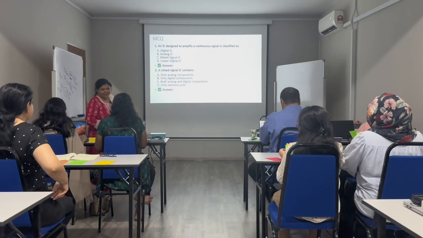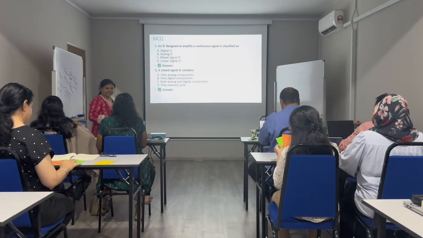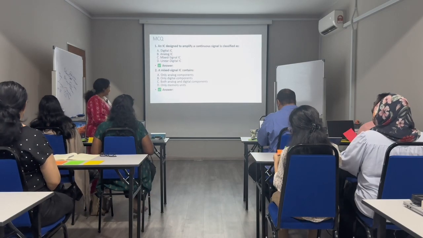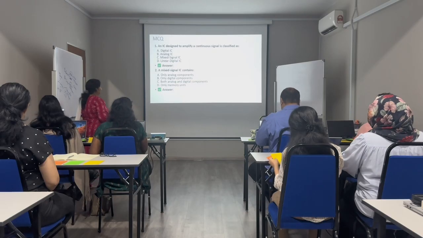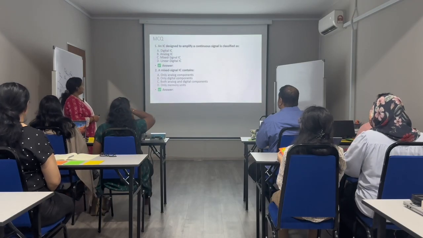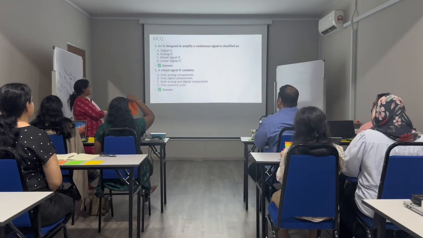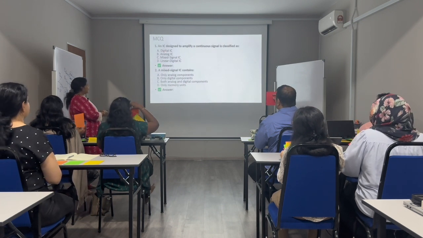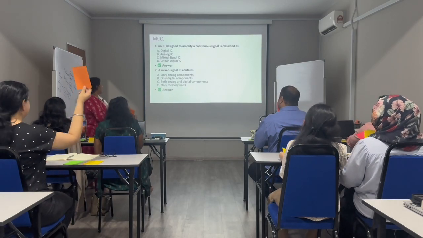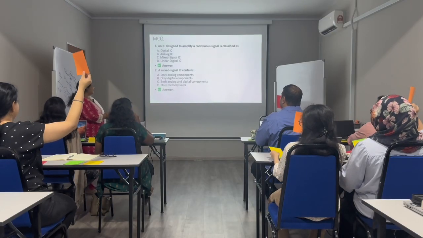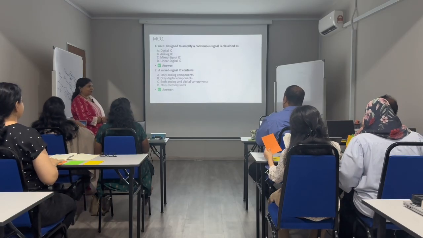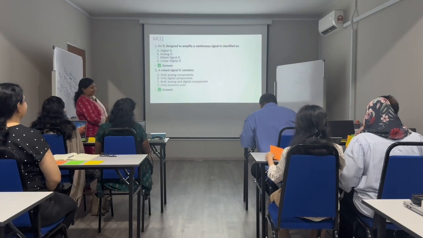A is red, B is orange, C is green, and D is yellow. First question: an IC designed to amplify a continuous signal is classified as a digital IC, analog IC, mixed signal IC, or linear digital IC. B, because continuous signal, analog. It is not discrete.